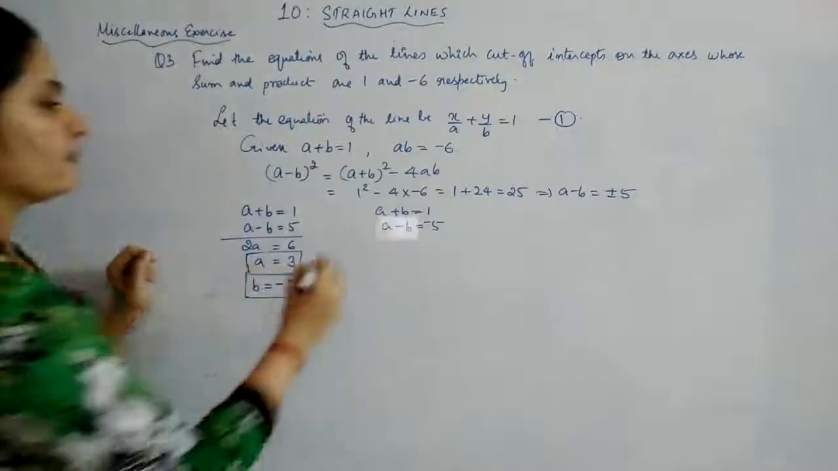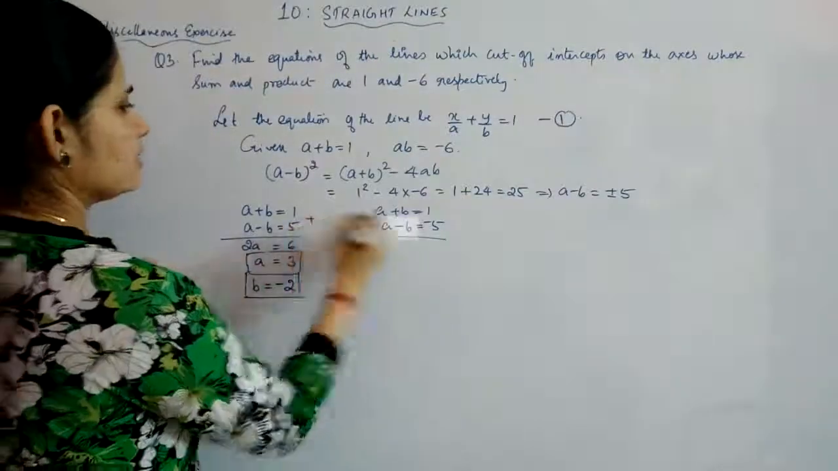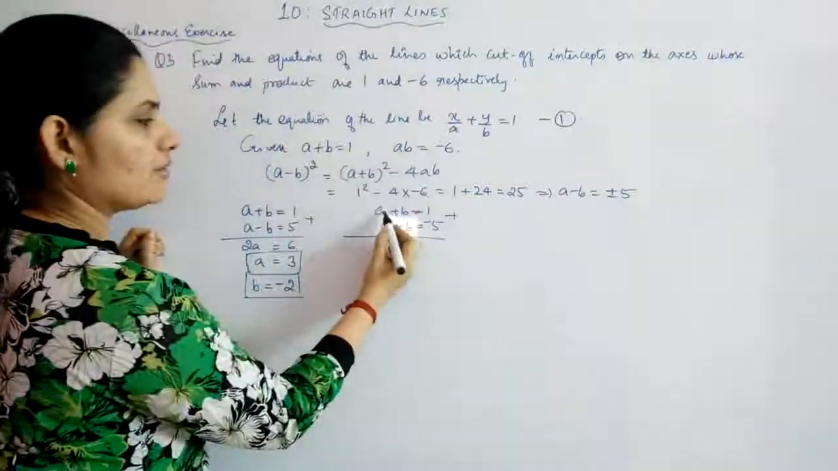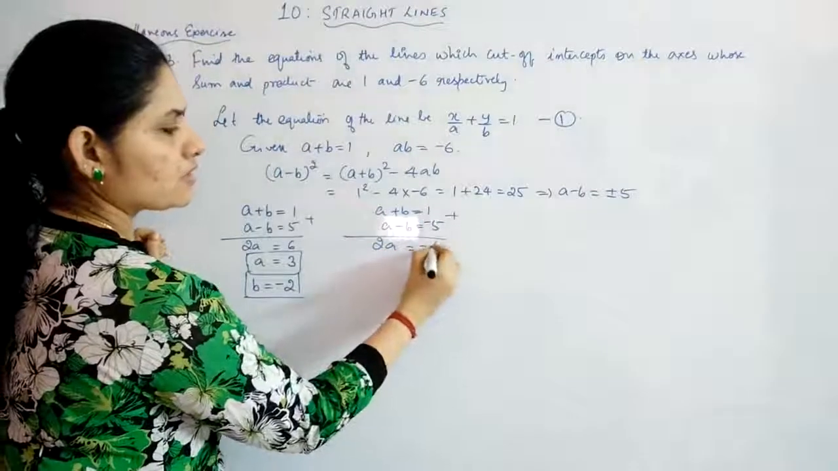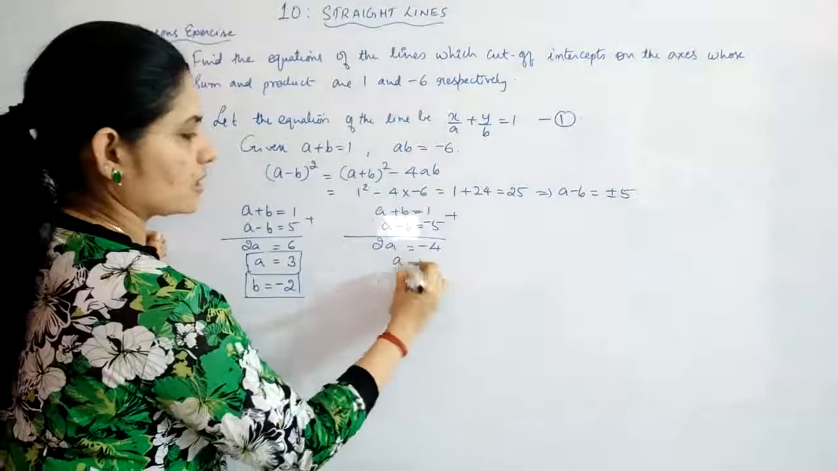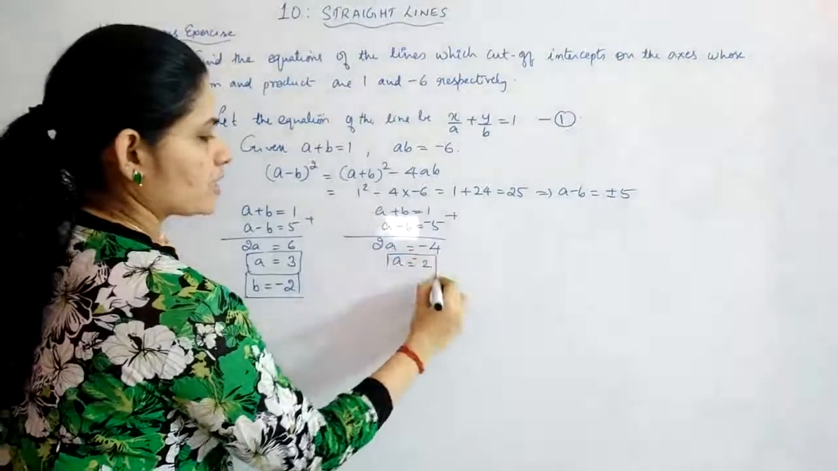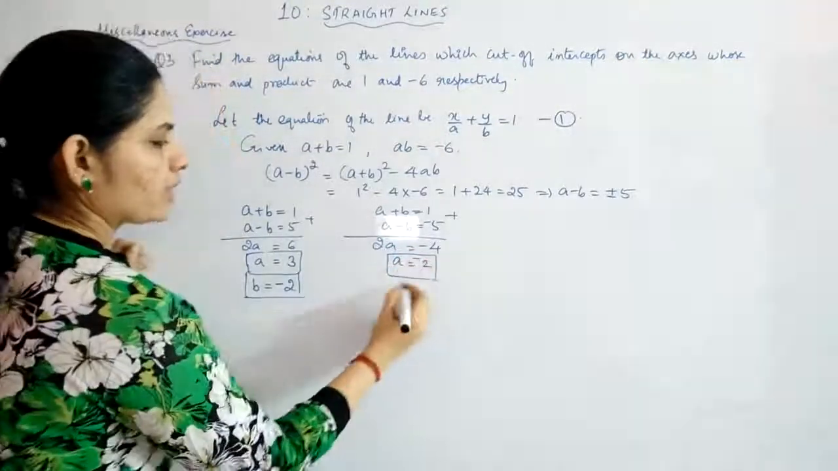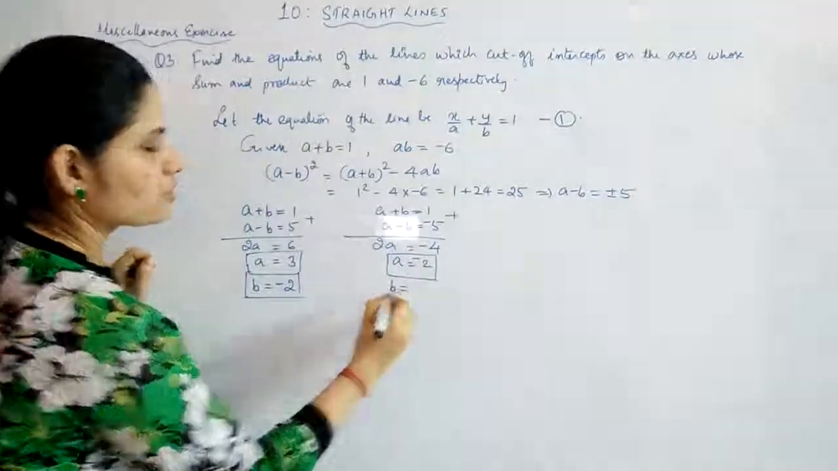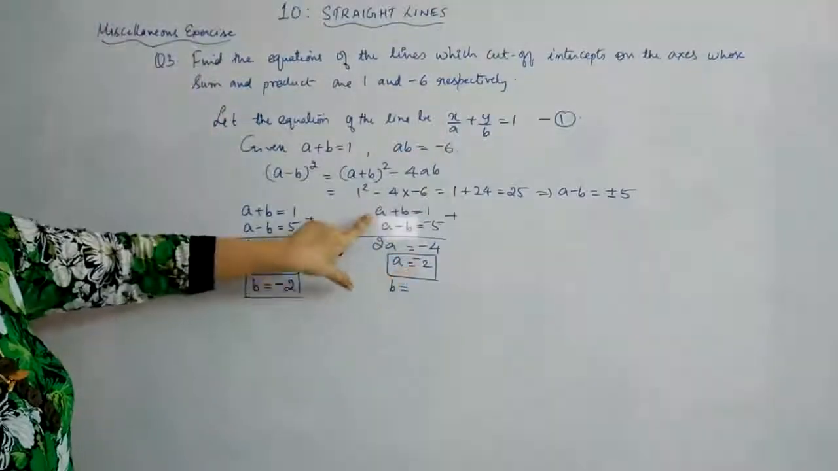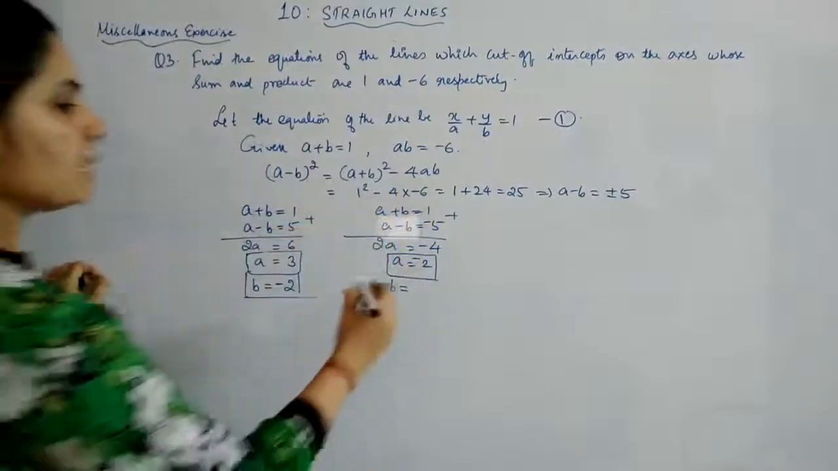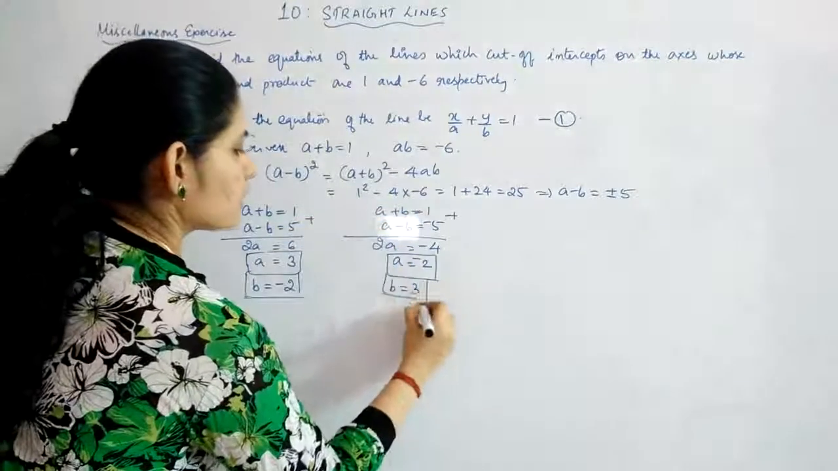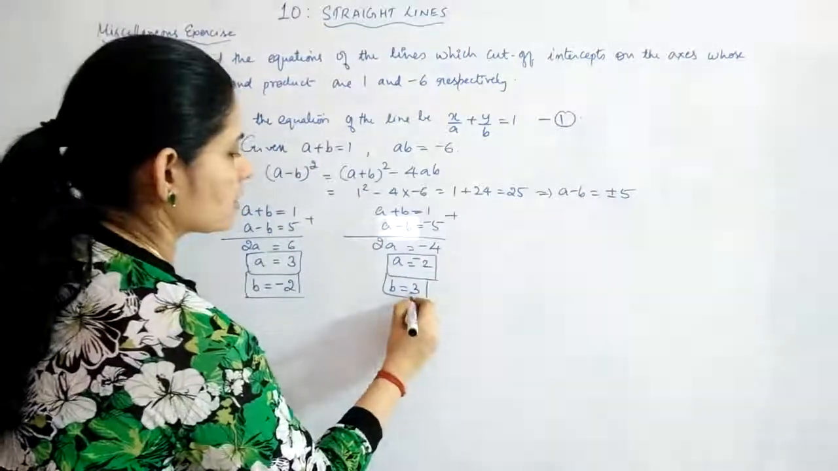Now here again, when you add, b will be eliminated and you will get 2a is equal to 1 minus 5, which is minus 4. So a is equal to minus 2. And what will b be equal to? Just replace the value in any of the equations. So a is minus 2, it will go there and will give you b is equal to 3. So here you are getting a as minus 2 and b as 3.